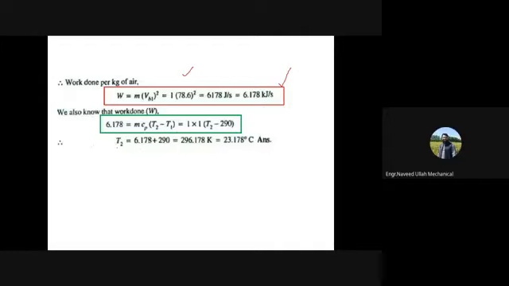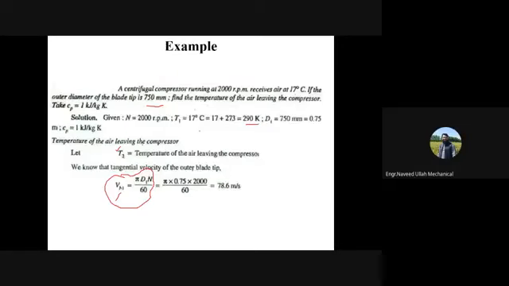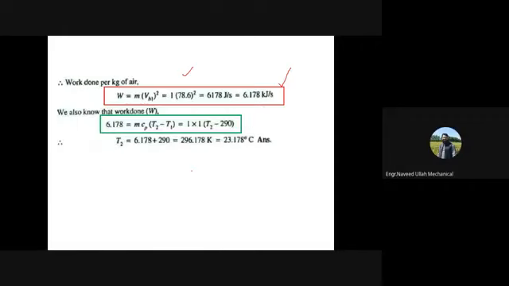So you can find out the value of T2. That comes out to be 23.178 degree centigrade, right? So this means that during this compression process, although we don't want the air to be heated, the working fluid temperature should be increased, but it is increased a little bit, about 5 to 6 degrees, and it is like this, right?